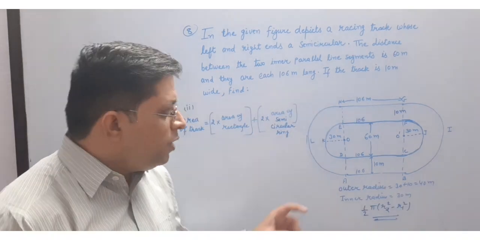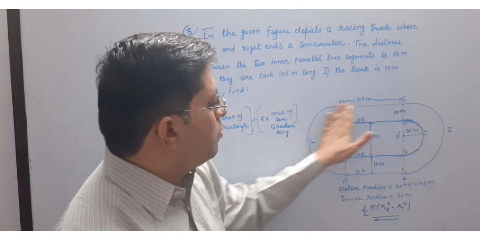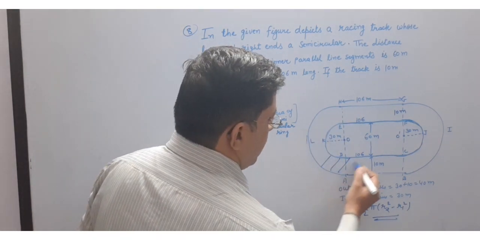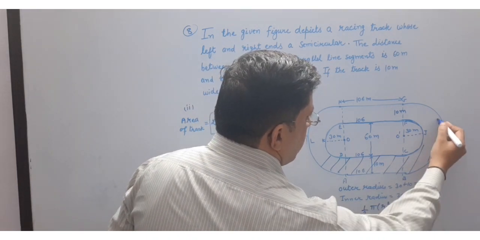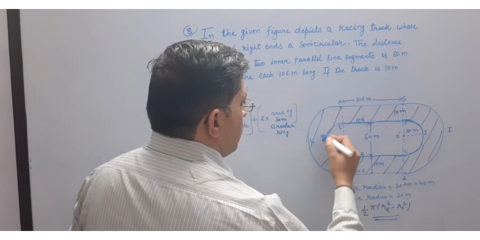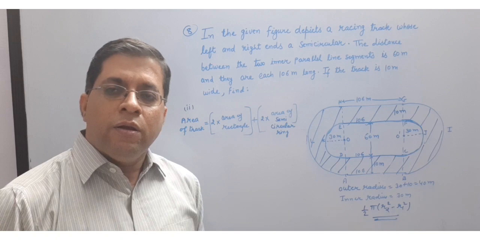It is 2804/7. And what is the meaning of the track area? This distance. If I make some shading, this is the shading part. This shaded part is the track of this.